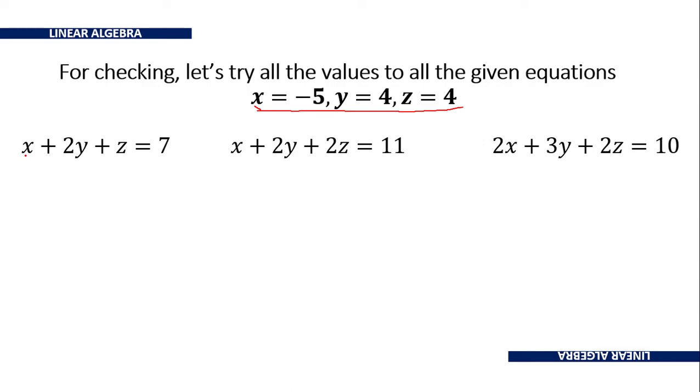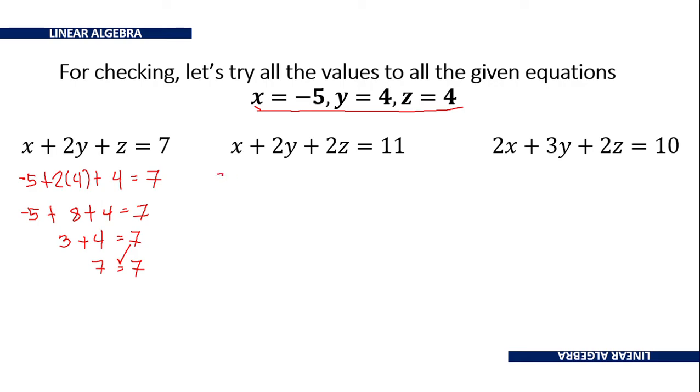So, ang x natin is -5. -5 plus 2y. So, ang 2y natin is 4. And ang z natin is 4. Substitute na lang natin. So, we have -5. 2 times 4 is 8. Plus 4 is equal to 7. So, -5 plus 8 is 3 plus 4 is equal to 7. So, we have 7 is equal to 7. Check.